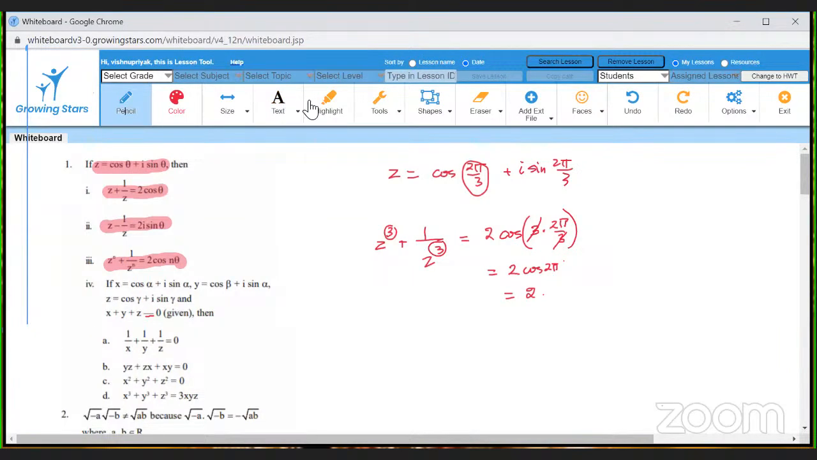Otherwise, if you don't know this shortcut method, you have to first take Z cube, multiply 3 times, take 1 by Z, multiply 3 times, then add them. Long procedure. See, while telling only, it is taking a long procedure. When you use this shortcut method, it is very easy.